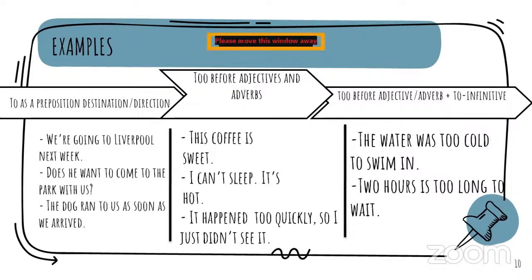Too before adjective and adverb. This coffee is too sweet. I can't sleep. It is so hot. It happened too quickly, so I just didn't see it. Too before adjective or adverb, too plus infinitive. The water was too cold to swim in, and the wait is too long to wait.